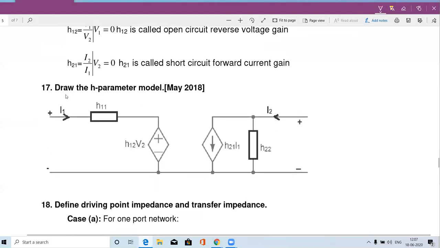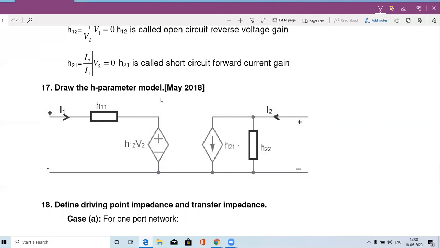And draw the H parameter model. It's a very important question. The H parameters are very useful in the analysis of transistorized circuits. In the forthcoming semesters, in electronic circuits 1 and 2, in order to analyze feedback amplifiers and oscillators, wherever we use a transistor, we use this H parameter model. So the H parameters are mainly used to analyze transistors.